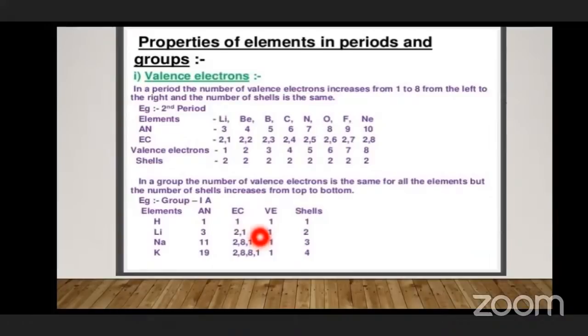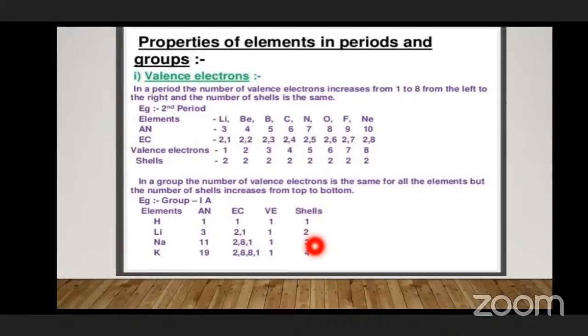It represents that the number of valence electrons down the group is the same. That means the number of electrons in the last shell is the same in the group from top to bottom. Whereas in the period it increases, but the same shell is present. If you observe the shells, the first shell has 1 electron, the second shell 1 electron, the third shell 1 electron, the fourth shell 1 electron.